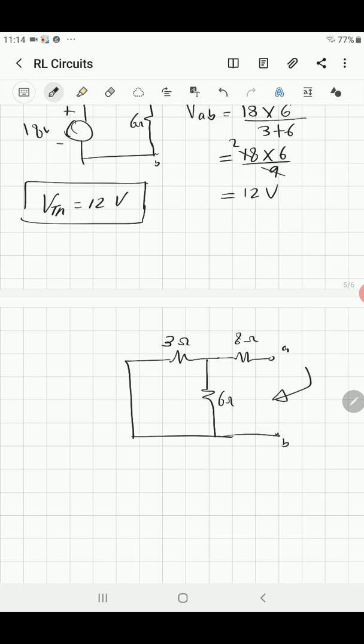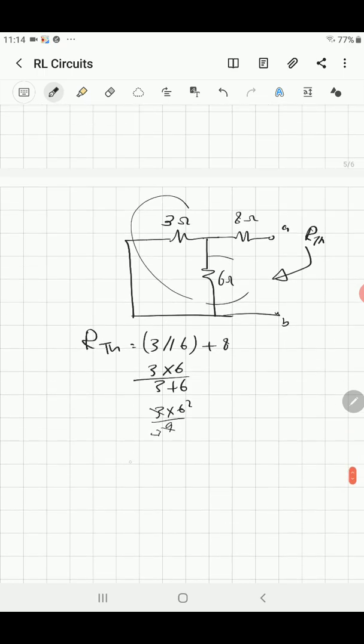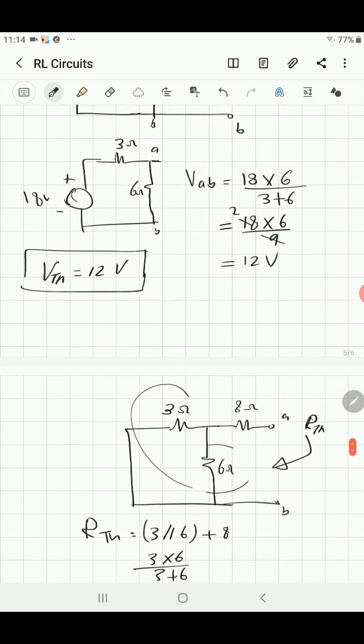Then you look here to find the equivalent Thevenin. This resistance 3 ohm and 6 ohm are in parallel. So R Thevenin is equal to 3 and 6 in parallel, in series with 8 ohm. 3 and 6 in parallel is 3 times 6 over 3 plus 6, that is 18 over 9, which is 2 ohm. So the equivalent of these two resistances is 2 ohm. R Thevenin will be equal to 2 ohm plus 8 ohm, equal to 10 ohm. So you got the equivalent resistance, and you got the equivalent voltage.